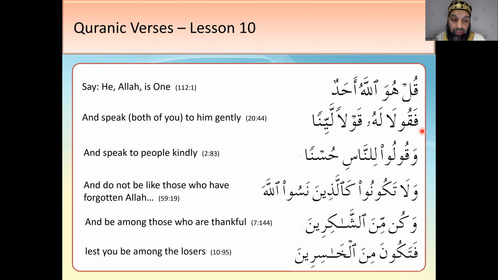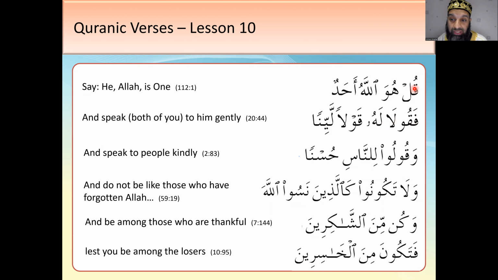Okay. Look at the next one. Fa. Okay, it's translated here as and. So I'm just going to leave it as and, okay? And other translations may say so. Fa, a lot of the time means so. But we're going to just keep with what the translation is because that's professionally done. So, and qula. What's qula?